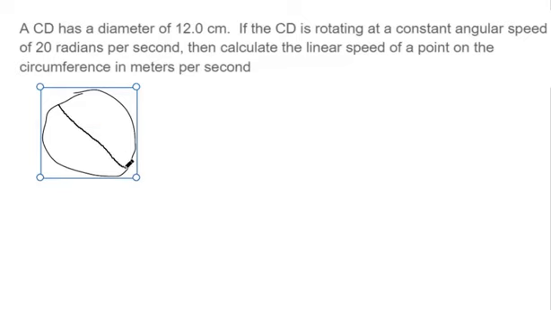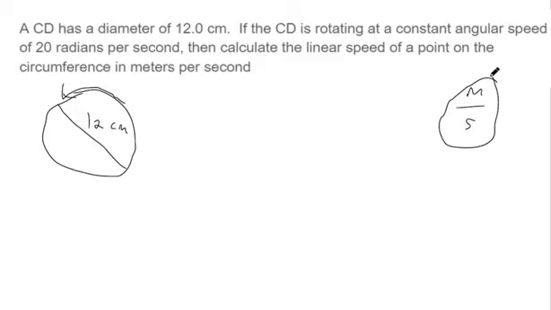So the CD has a diameter of 12 centimeters. And we're told that the angular speed is 20 radians per second. So we're supposed to calculate the linear speed in meters per second. So we want to know meters per second that this thing is doing. Okay, so this is our target units for the end.